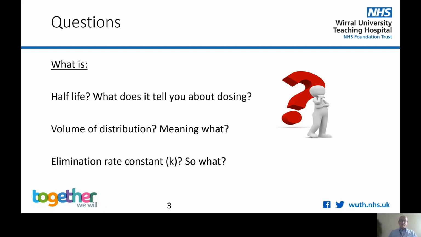And then we will work out elimination rate constant and have some thinking about what elimination or K value actually means, because you can use that to extrapolate to what concentrations will be in the future, but you can also use that to back extrapolate to find out what concentrations were in the past.